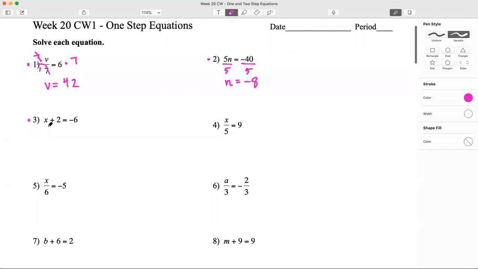Number 3, x plus 2 equals negative 6. So this is called a constant. And whenever it's being added, we do the opposite because we want the variable by itself. So we're going to subtract off the 2 so that x is all by itself. So what does x equal? Well, not negative 6 because we have to balance the equation. If we subtracted 2 from one side, we have to subtract it from the other side. Negative 6 minus 2 equals negative 8. And that's the answer.